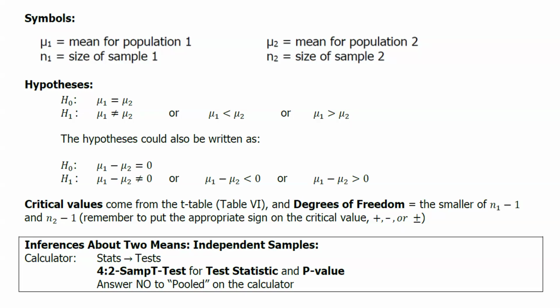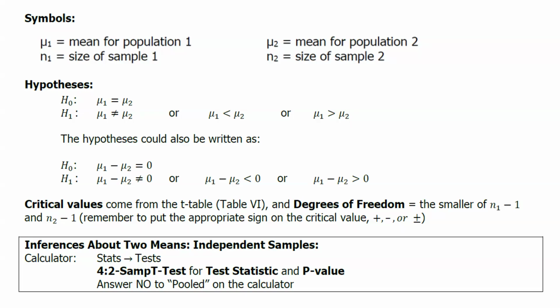So it's important here that we use the smaller of the two degrees of freedom when we are trying to find our critical values, because we have two different sample sizes. So we need to be conservative, or safer. So we use the smallest sample size.